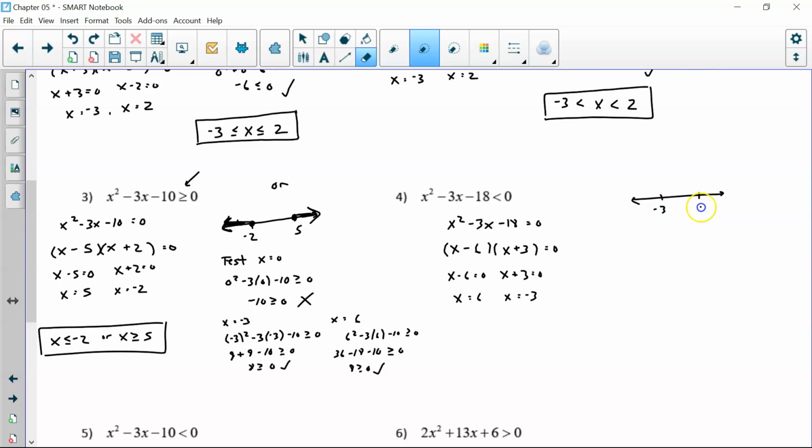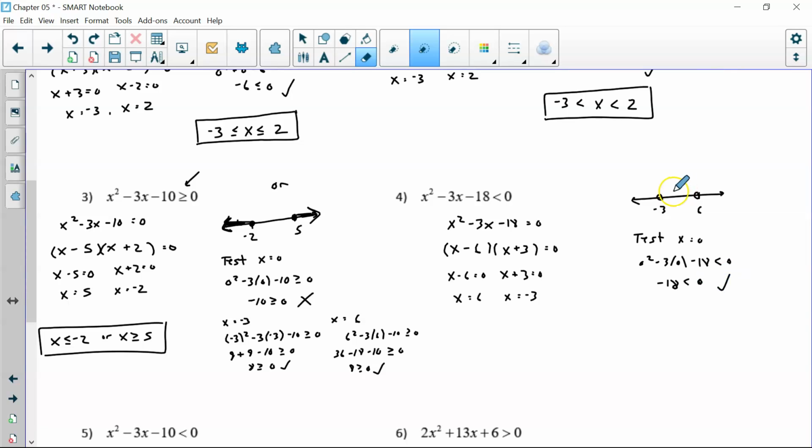Negative 3 here, 6 here, because it's just a less than. They have open dots at the negative 3 and the 6. Pick a test point in between. That'll tell you where to shade. Let's pick x equals 0 because we can. 0 squared minus 3 times 0 minus 18, and we're back in the inequality less than 0. 0 squared is 0, minus 0 minus 18, so we get negative 18 is less than 0. And that is true.